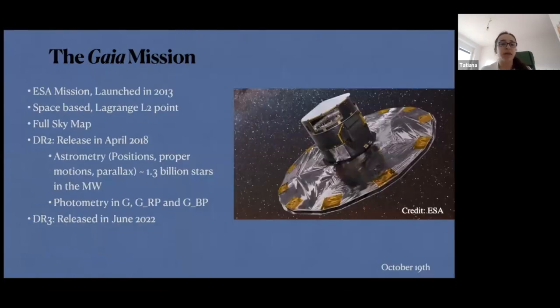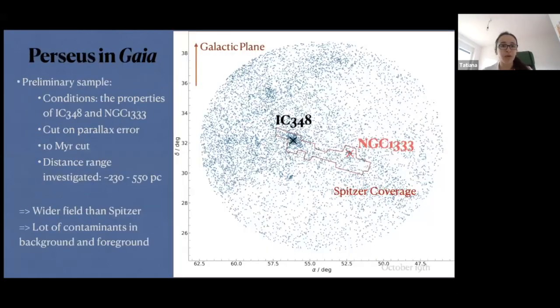Then Gaia came, and as I said, with Gaia came a full sky map, which was really important. And of course, also the high accuracy astrometry. So not only positions and proper motions, but also parallaxes, in addition to optical photometry. So with Gaia, we could really go far beyond the Spitzer coverage of the Perseus region. And here I'm showing a preliminary sample of Perseus.